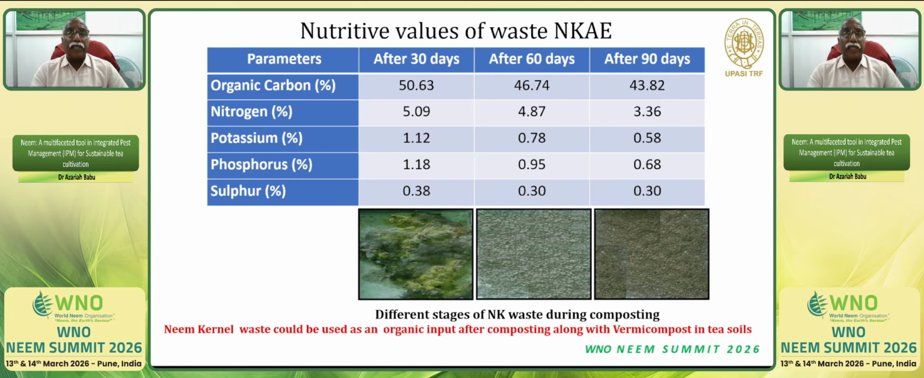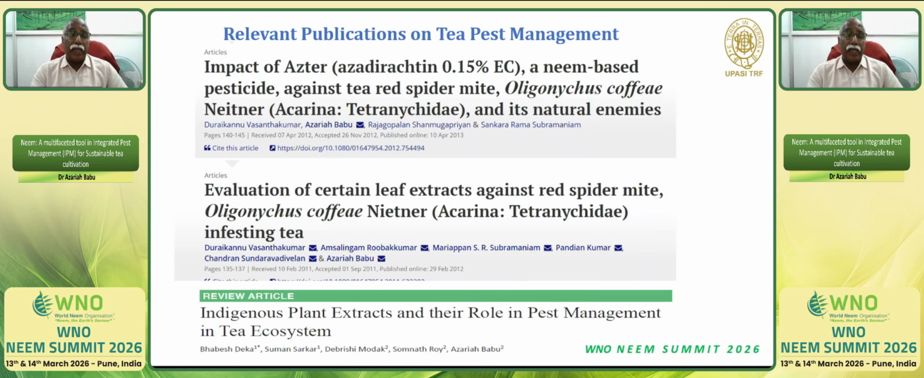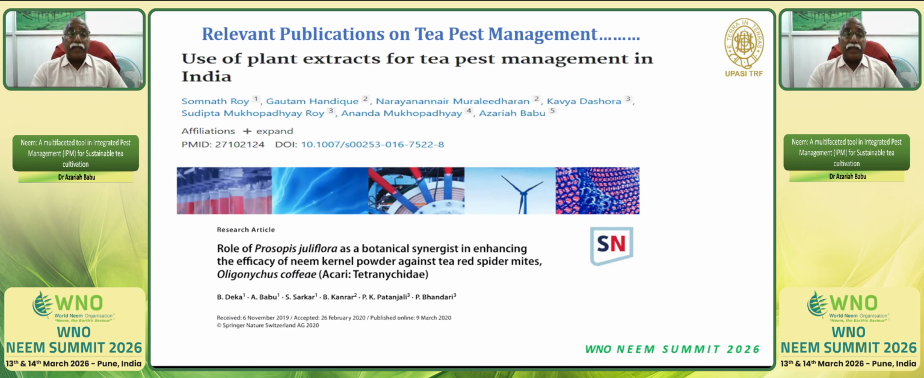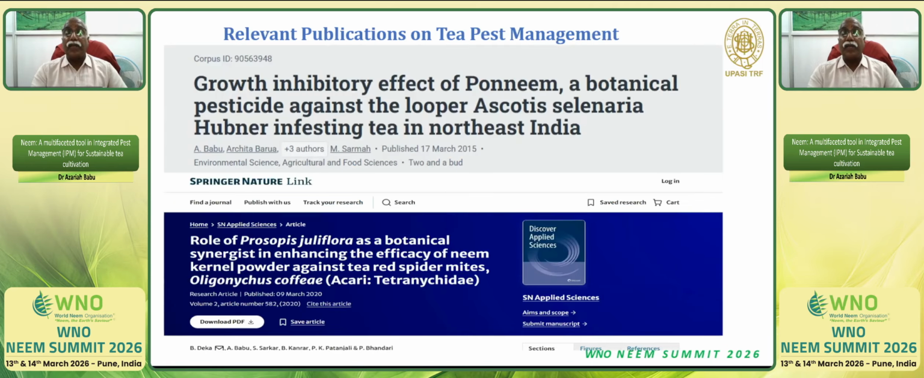Based on our work on neem, the neem kernel extract and the formulations, these are all the relevant publications in tea pest management and use of extracts. The role of Prosopis, a reed plant, is found to be a very good botanical synergist. When it is added with the neem kernel powder, it enhances the efficacy. This is the growth inhibitory effect of neem, which is published.